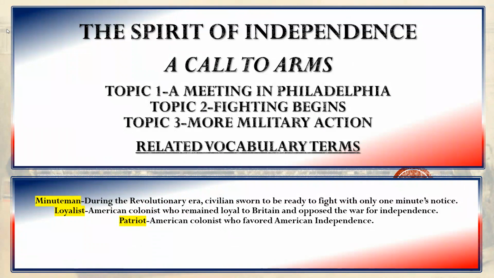Our first word is Minutemen during the Revolutionary Era. Civilians sworn to be ready to fight with only 1 minute's notice. Loyalists, American colonists who remained loyal to Britain and opposed the war for independence. And patriot, American colonists who favored American independence.